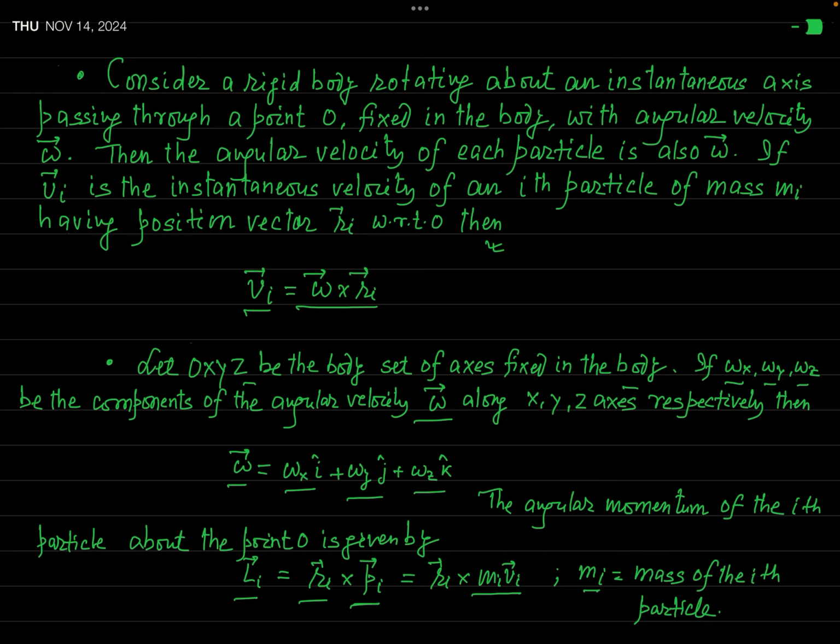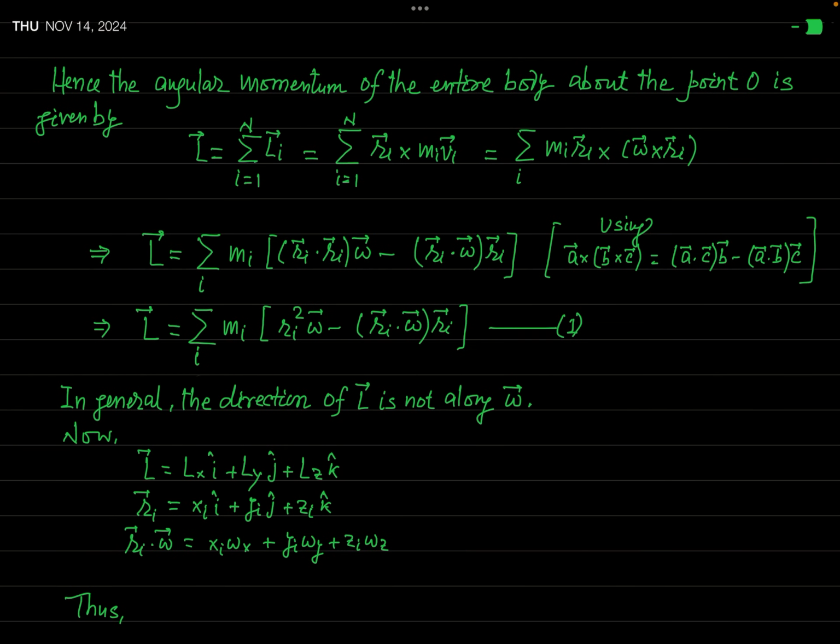But you have defined this Vi as omega cross Ri. So in the expression for Li, you can replace Vi by omega cross Ri. So Li is actually equal to mi Ri cross omega cross Ri.